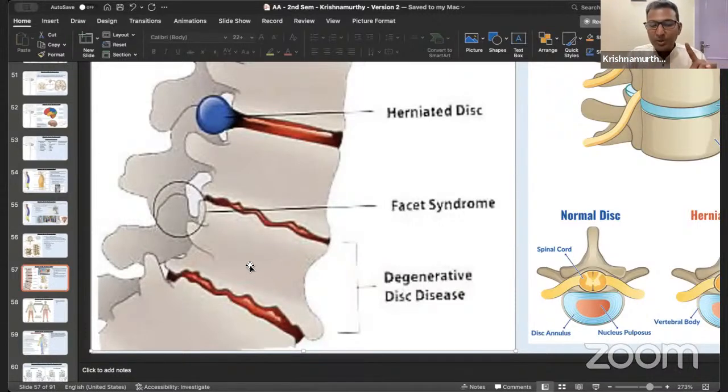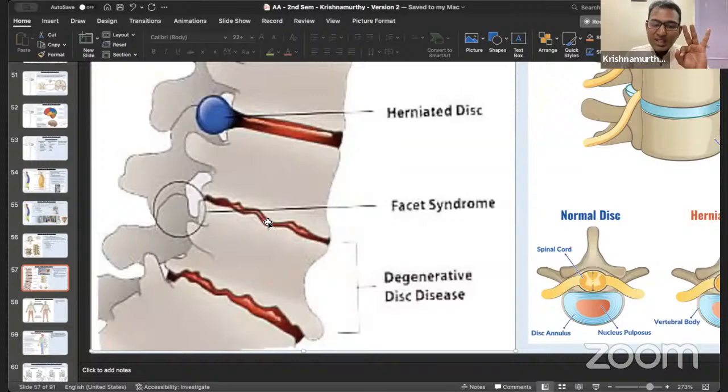That is also a problem. That will be a problem in the bone. Okay, so there can be a problem in the disc, there can be a problem in the bone, and there can be a problem in the nerve. So these are the three main types of problem which can occur in the spine.